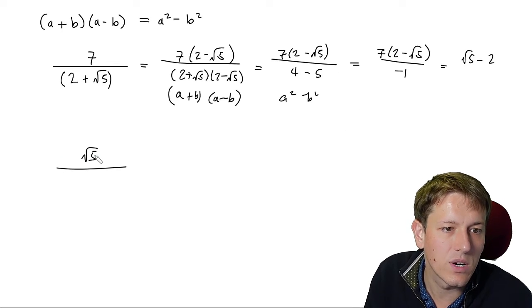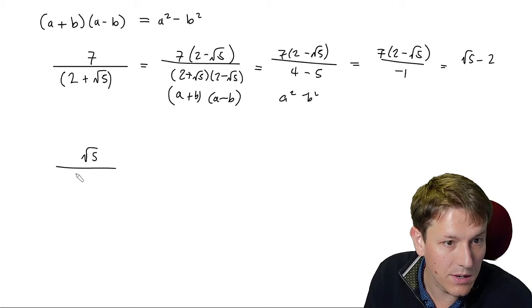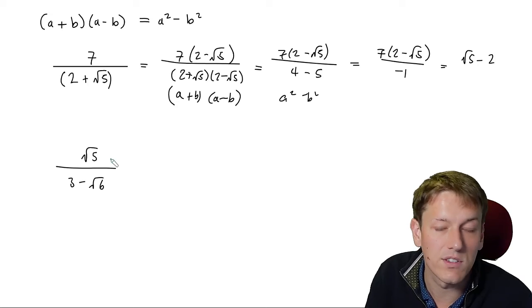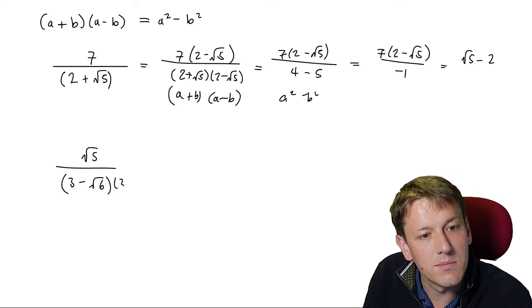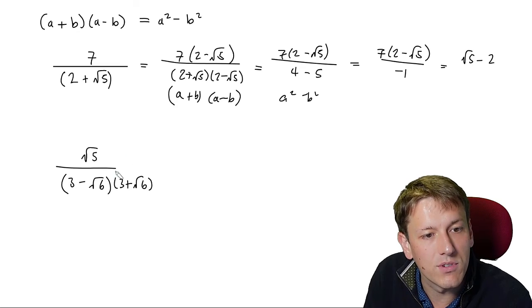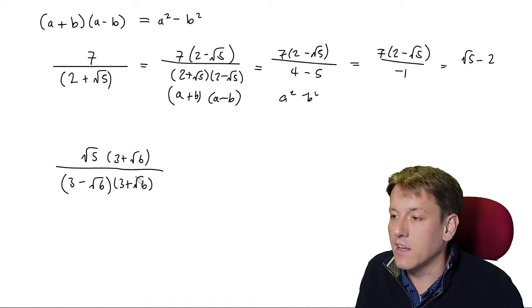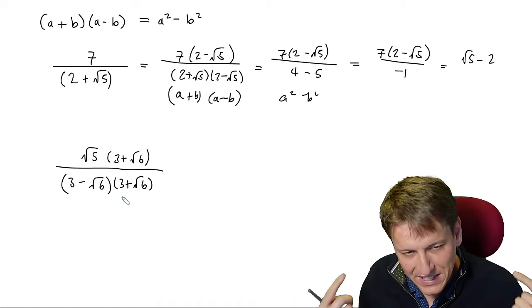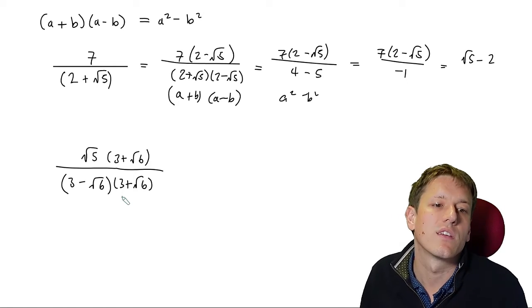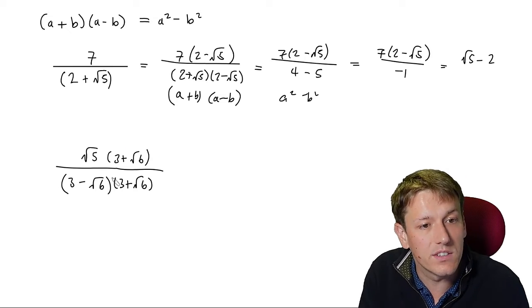If I had the square root of 5 here on the top, and on the bottom, let's say we've got 3 minus the square root of 6. To make a difference of two squares expression, this time I need to multiply by 3 plus root 6. And if I multiply the top and the bottom of the fraction by the same thing, we end up with a number that's equivalent to the one we started with.